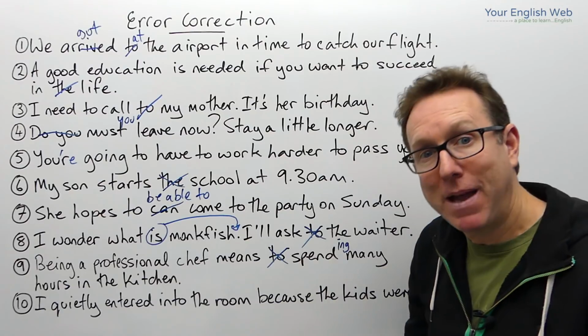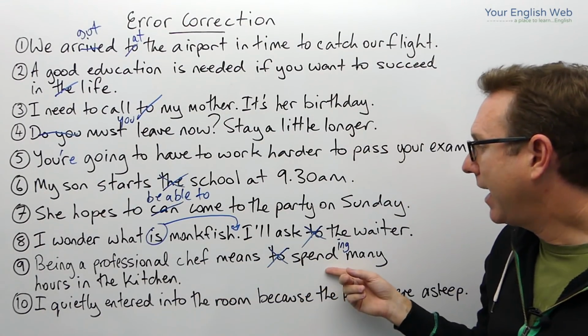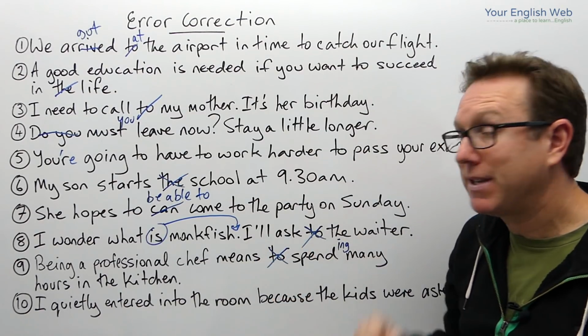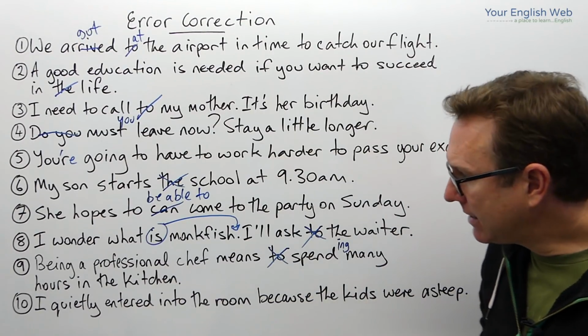So here in this sentence, we can only use mean with ing, means spending many hours in the kitchen. So that's number 9. And the last sentence, let's have a look.